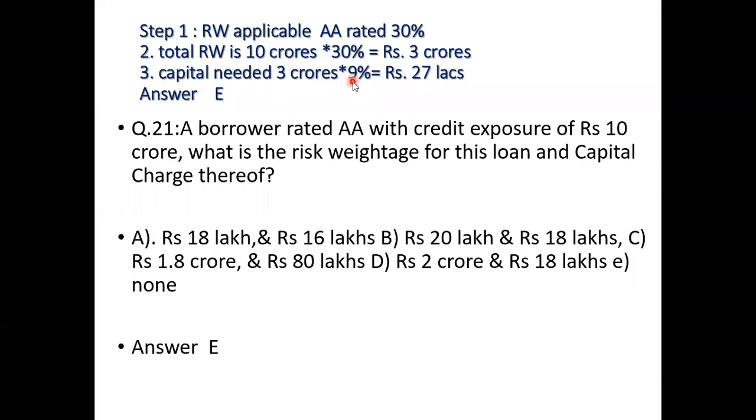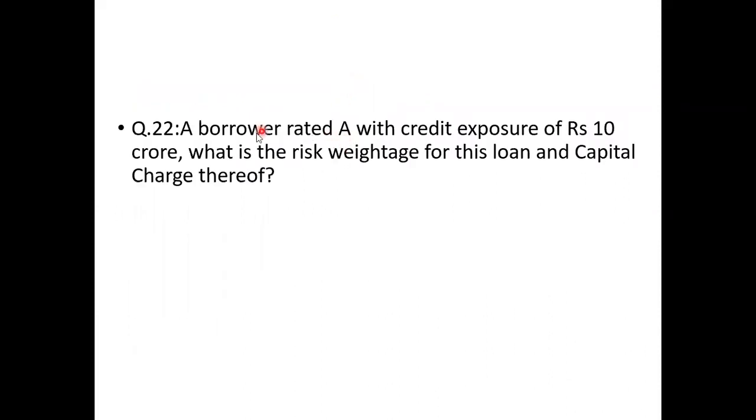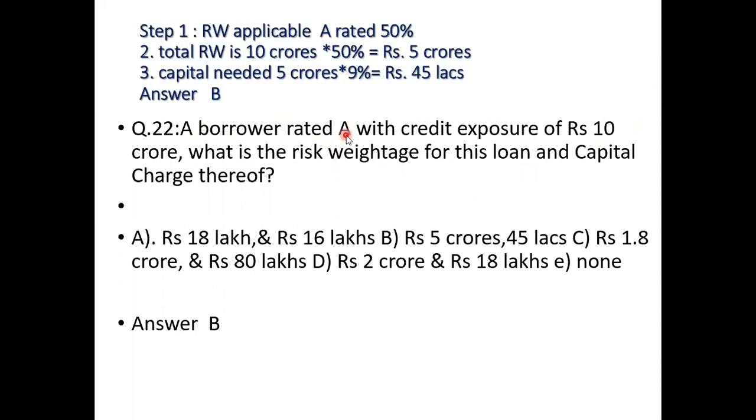Okay, friends. Now you understood how to calculate the arithmetic. Now you see another arithmetic. A corporate borrower rated A with credit exposure 10 crore. What is the RW? What is the capital? So A means 50%. Step by step, 10 crore loan is given, but 5 crore may become a default. On that 5 crore, you have to again maintain 9% capital, so 45 lakhs or 0.45 crores. Pick up the correct answer, 1 mark.